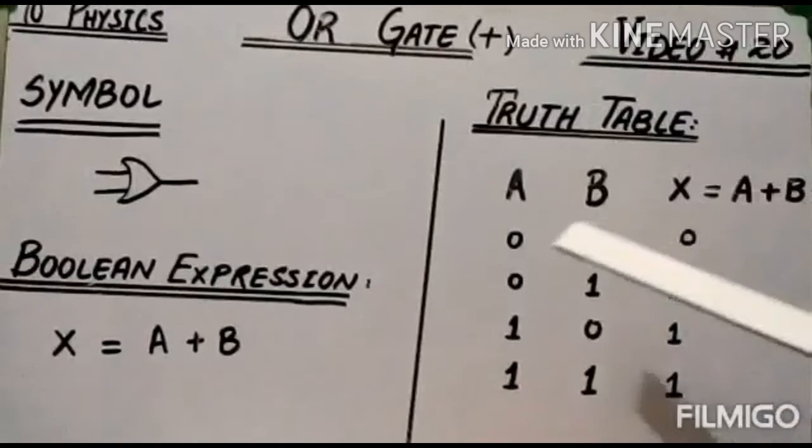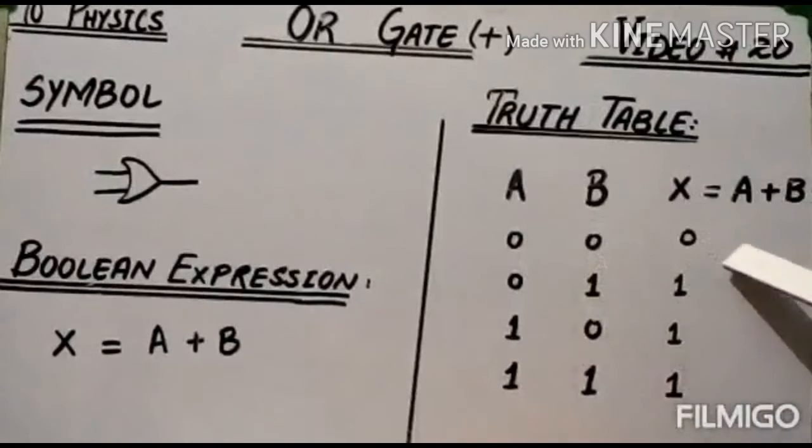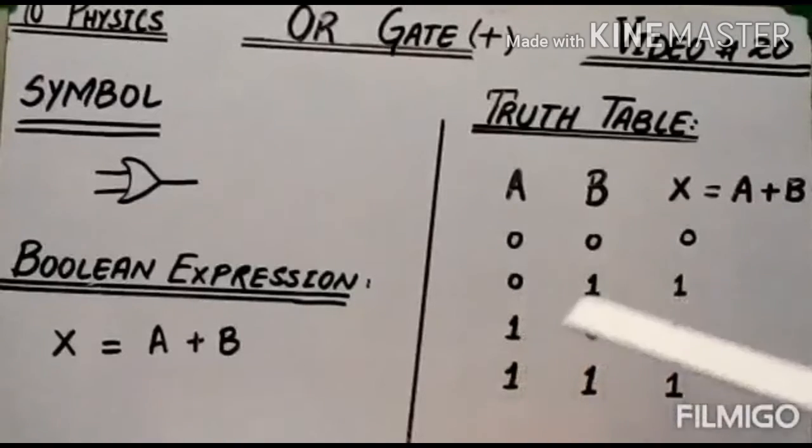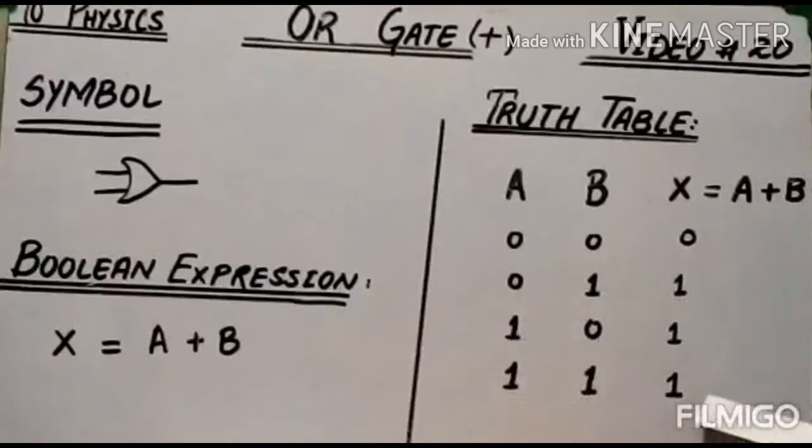The first one is 0 plus 0, what you will get? 0. 0 plus 1, you get 1. 1 plus 0, you get 1. And 1 plus 1, you get 2 in mathematics, but in logic it means 1. Also one more thing, this is Boolean algebra. In Boolean algebra we only discuss about two things, yes or no. If two people say yes, it means together they say yes.